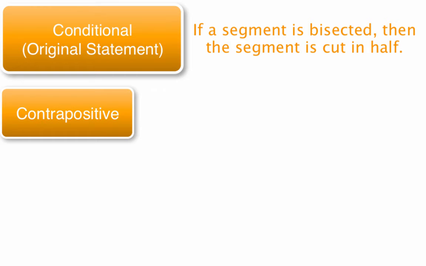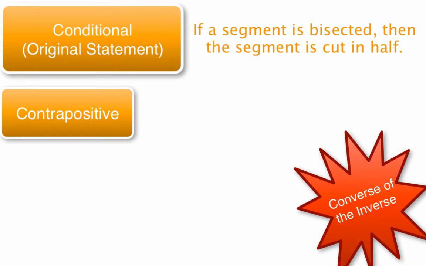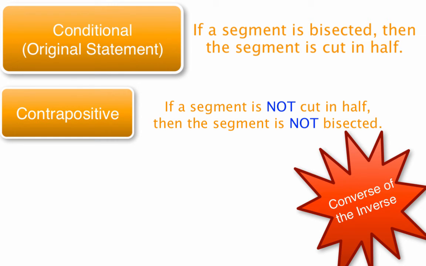The contrapositive of a statement, however, is the converse of the inverse. Or in other words, we will switch the hypothesis and conclusion, and we will insert the negation into both parts. Therefore, the contrapositive of our original statement would be, if a segment is not cut in half, then it is not bisected.